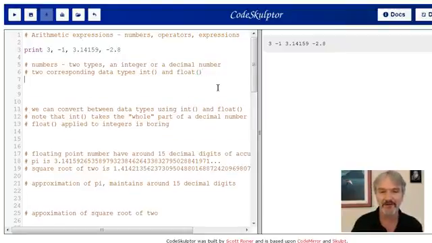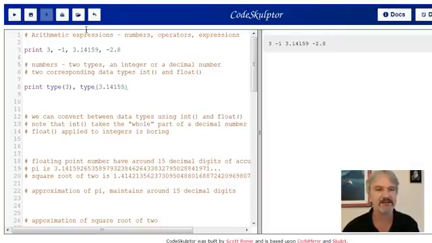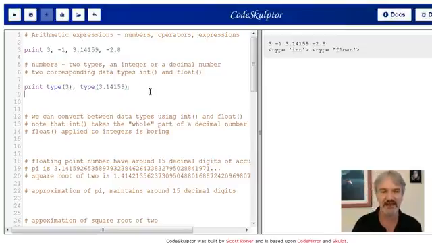If you're ever in any doubt about what kind of number you're working with, there's a function in Python that can tell you what type of number you're working with. It's called type. So I could say type 3, or maybe type 3.14159. If I run that, well, I'm going to guess this is an int and this is a float. Let's run it. Sure enough, it's an int. This is a float.